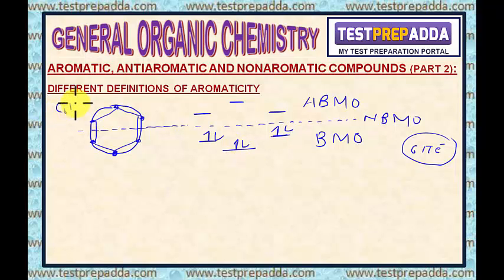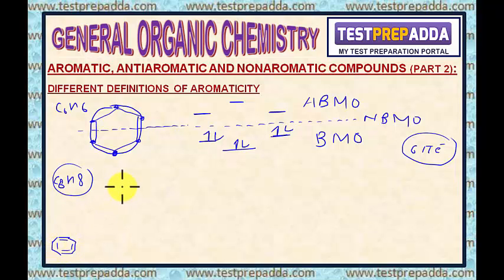This was benzene. Now if I take the example of cyclooctatetraene, the formula is C8H8. This is cyclooctatetraene. I will draw the normal structure here. This is the normal structure of cyclooctatetraene.